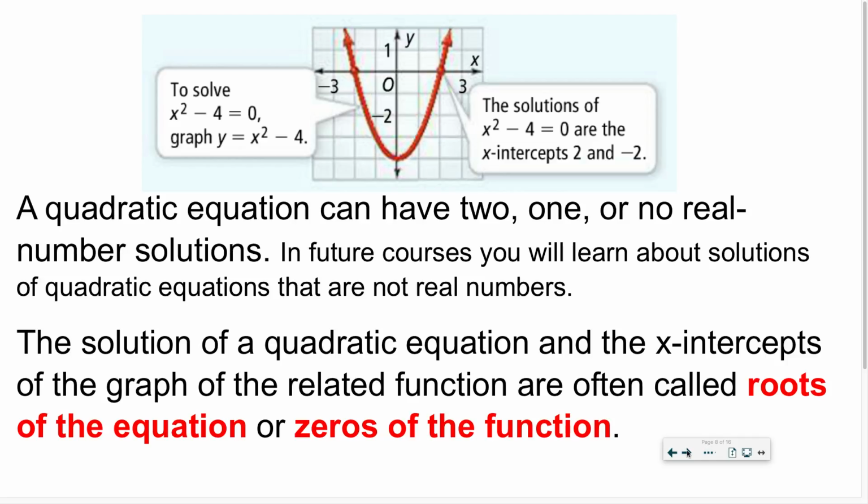We also could have one solution. What would it mean for a quadratic to have one solution? Does it have to be the origin? What would it look like if the quadratic only had one solution? The vertex would be on the x-axis. Yeah, only the vertex would be on the x-axis. We're going to take a look at that in just a moment.